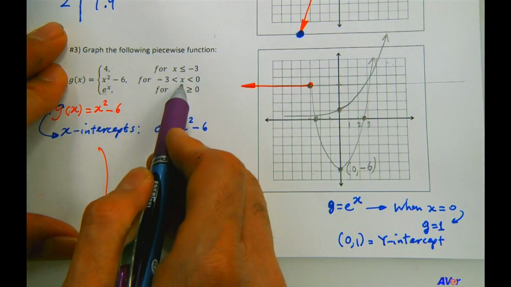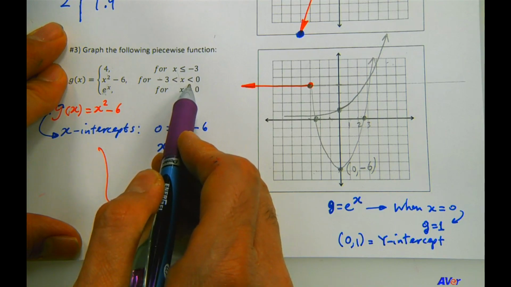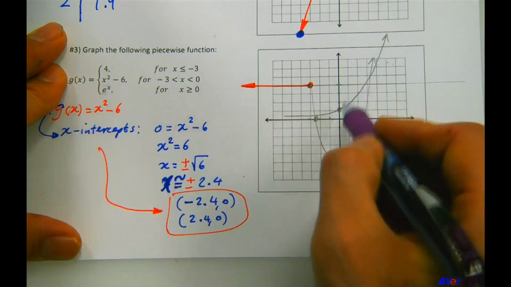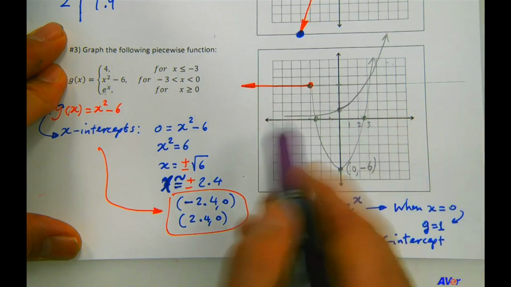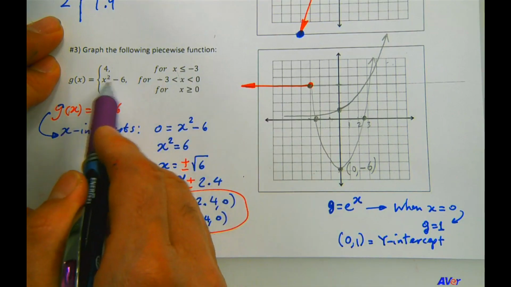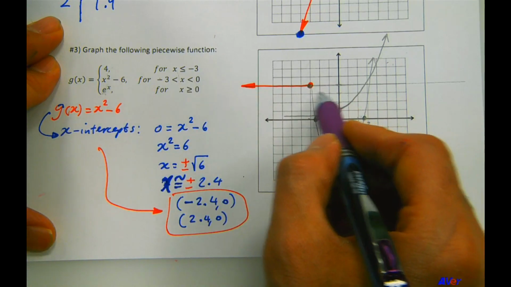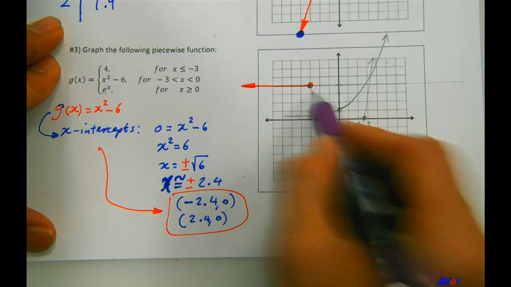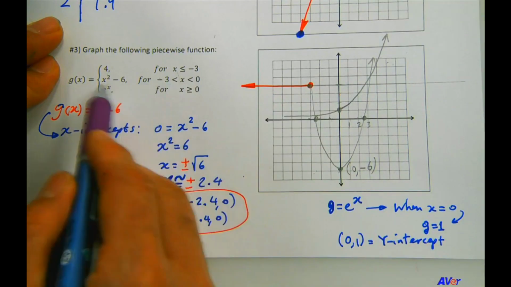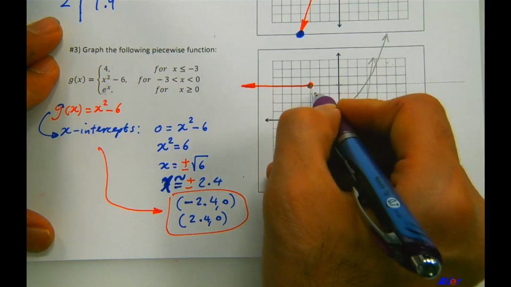For x values between -3 and 0, then we have, so at -3, 9 minus 6 equals 3. 1, 2, 3. So right there, at -3, x cannot be -3 when we're with this function. So what I have to do here is put a hollow circle there.